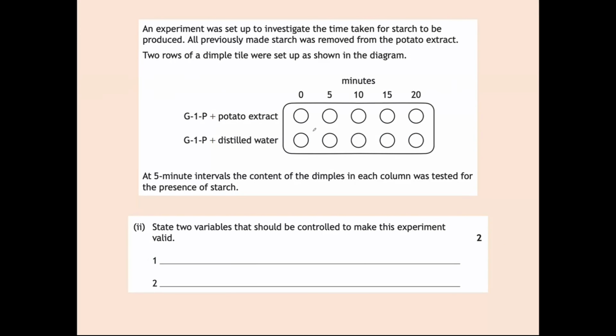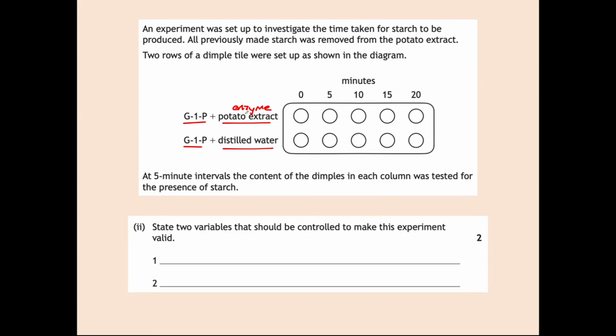Okay, an experiment was set up to investigate the time taken for starch to be produced. All the previously made starch was removed from the potato extract. We'll get 2 rows of dimple tile set up as shown in the diagram. Okay, fine. So we've got this molecule here, G1P, and we've got some potato extract. We've got G1P and distilled water, okay? Now, the potato extract contains an enzyme, okay? It contains an enzyme. Okay, I'll just write that in there so we remember that. Contains the enzyme for this experiment. Okay.